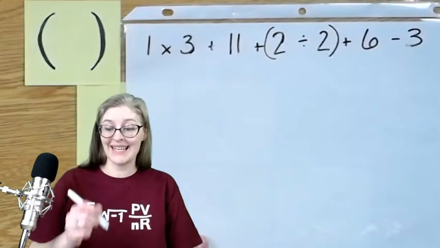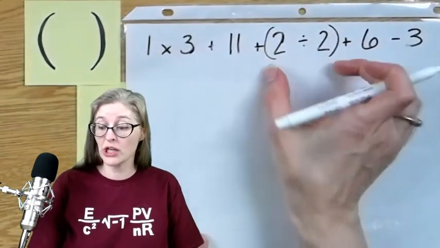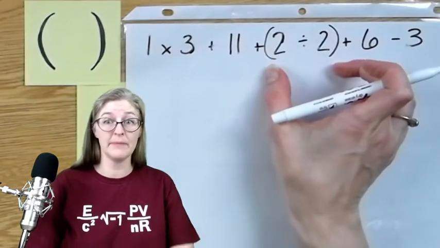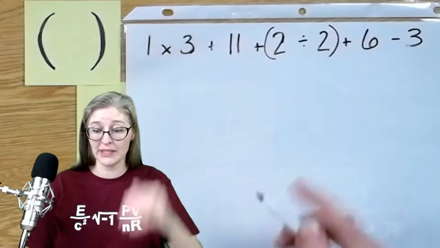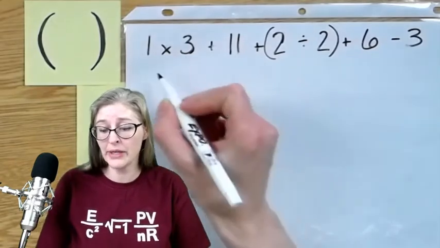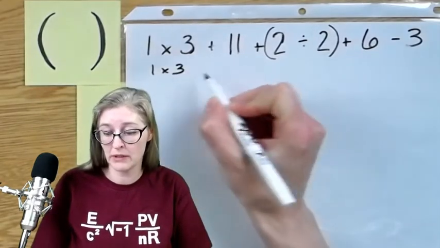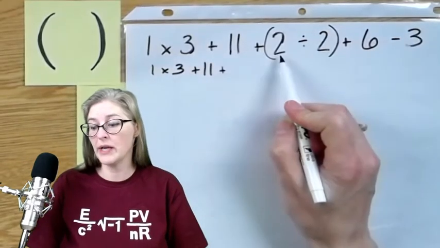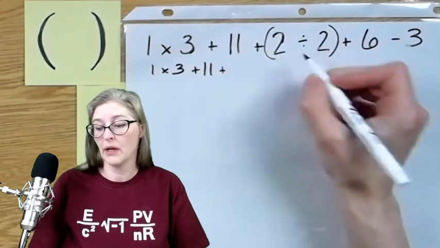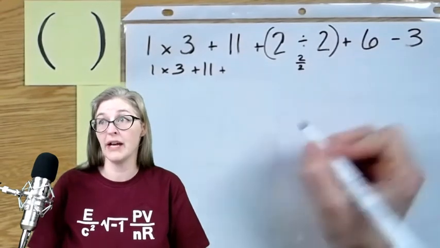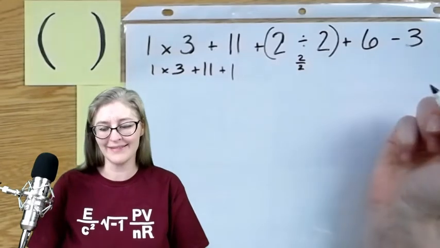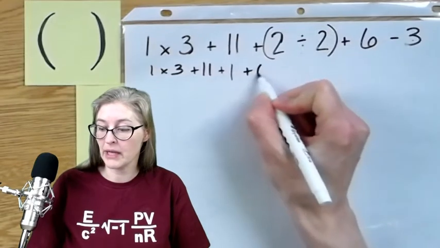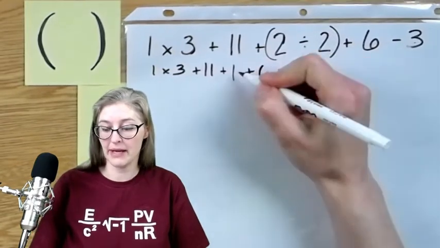I will rewrite the entire problem and just do one step at a time. Do not try to do a whole bunch. Don't try to do it in your head. You want to go step by step. Not going to change any of this right now. That's a plus. Plus, what is 2 divided by 2? Another way of writing that is 2 divided by 2. Oh, that's just 1. Oh, I've got that. Then I continue on. Plus 6 minus 3.